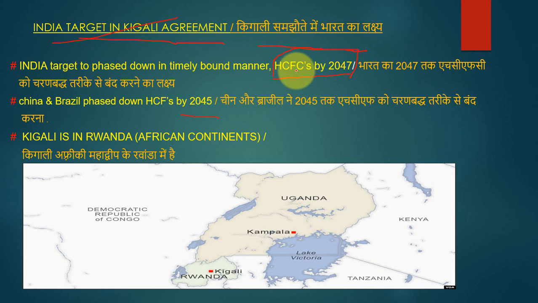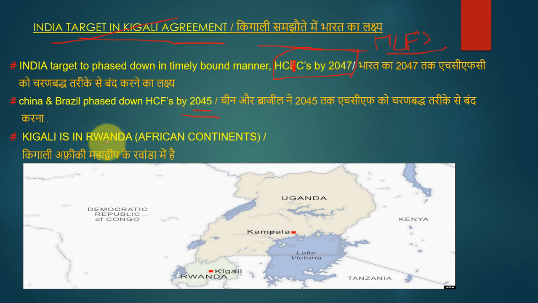Sorry, friend, it is not HFCs, it's just an error here. It is HCFC, hydrochlorofluorocarbon. So friend, India का target है 2047, China and Brazil 2045.